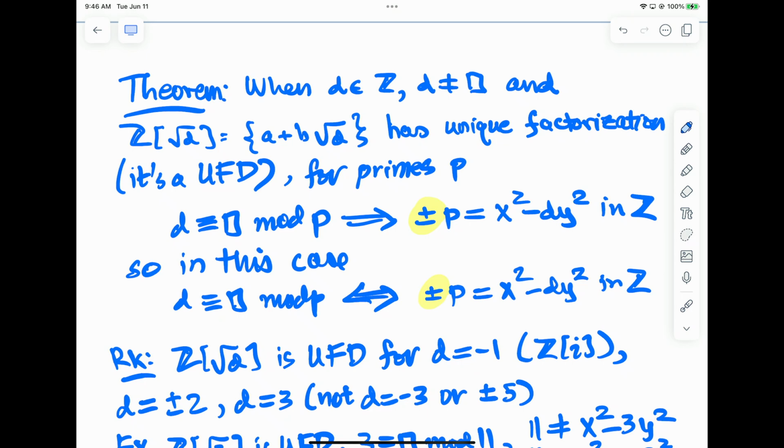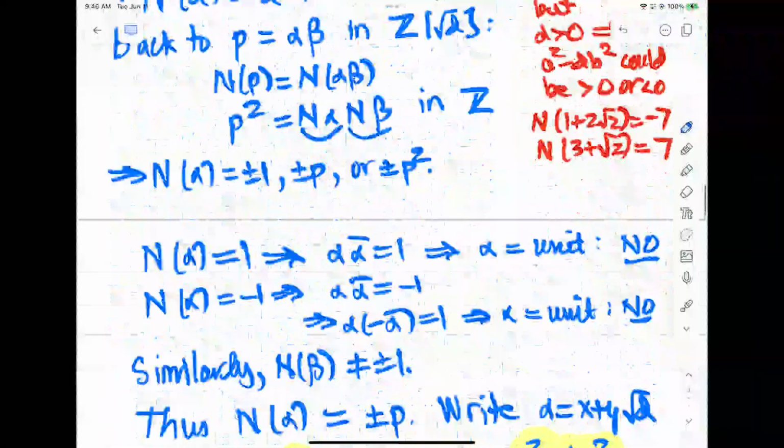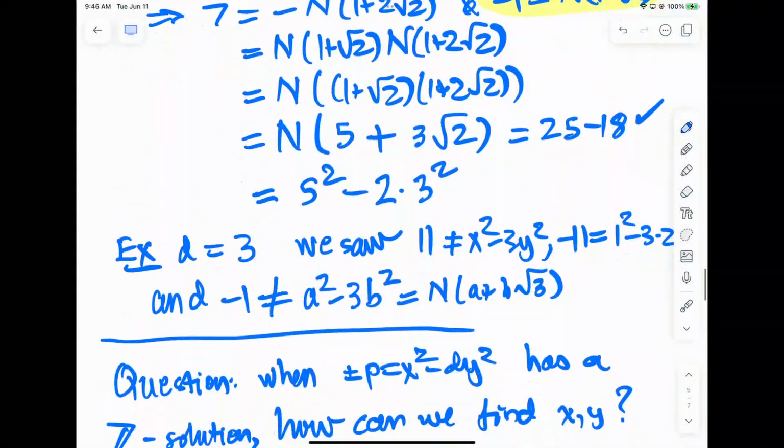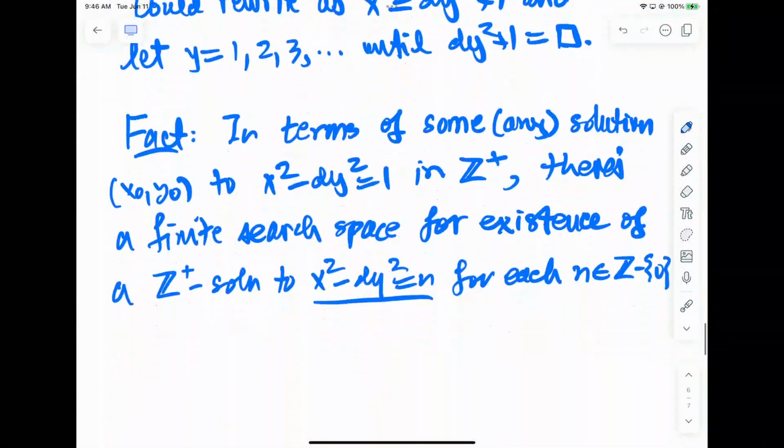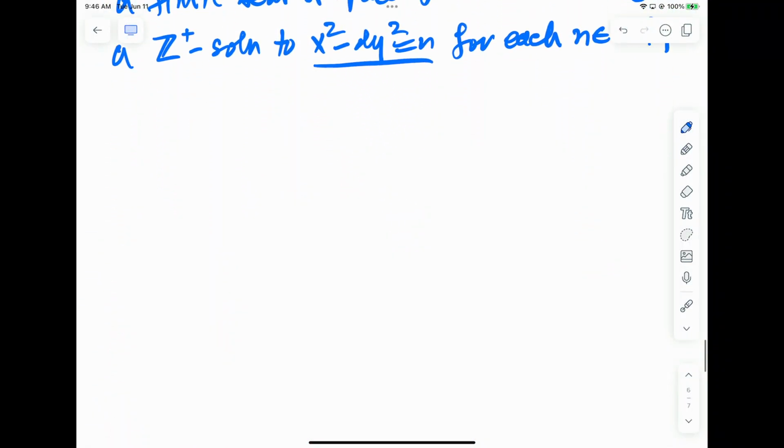But we had this big assumption. If Z[√d] is a UFD, then you have this equivalence. But what if it isn't? What if Z[√d] is not a UFD? Then this whole method of getting the equivalence, getting that converse non-obvious direction, kind of breaks down.